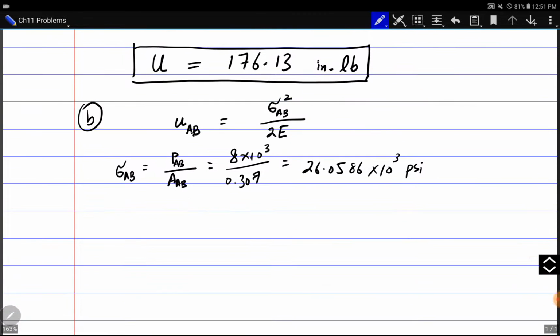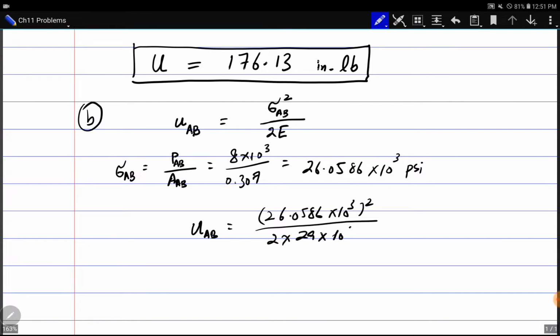So u_AB, small u, is (26.0586 into 10 power 3) squared divided by 2 into 29 into 10 power 6, and after calculation it can be calculated as 5.654, and the unit of strain energy density is inch pound per cubic inch. Okay.